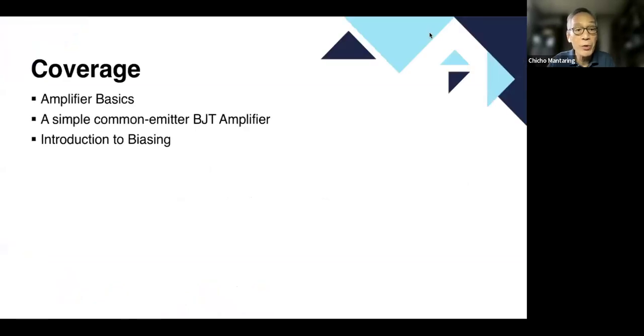So this is what I plan to cover today: amplifier basics. Then we're going to discuss a simple common emitter BJT amplifier. Then I'm going to give an introduction to biasing. If we still have time after that, I'm going to jump to the next topic, which is BJT biasing. So hopefully we will have a little bit of time to get into biasing.